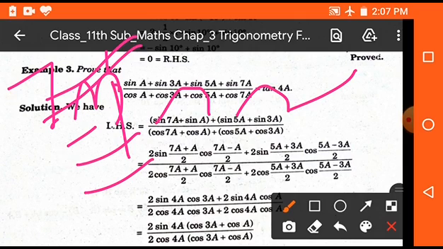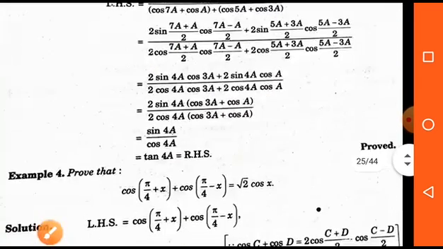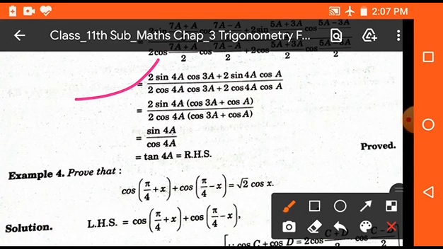In the denominator we get 2 cos((7a + a)/2) cos((7a − a)/2) + 2 cos((5a + 3a)/2) cos((5a − 3a)/2). Clear, student? Now solving, we get 2 sin 4a cos 3a + 2 sin 4a cos a upon 2 cos 4a cos 3a + 2 cos 4a cos a.